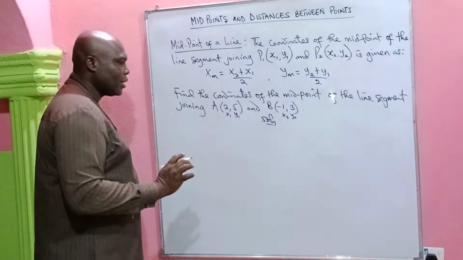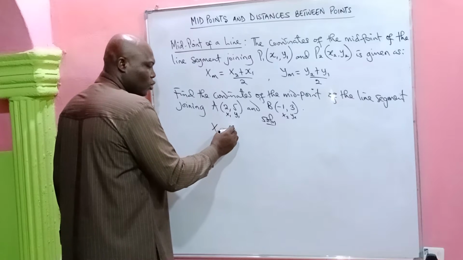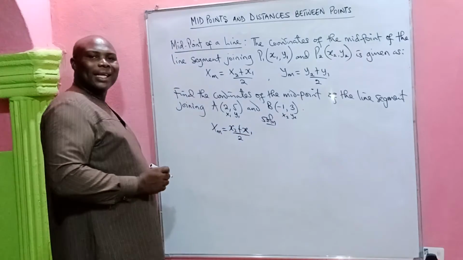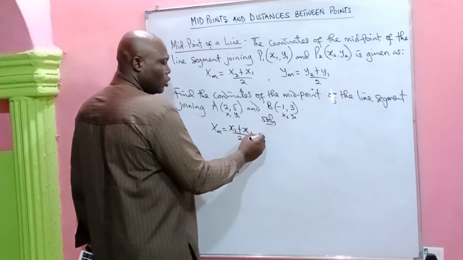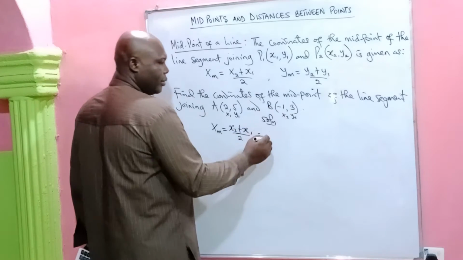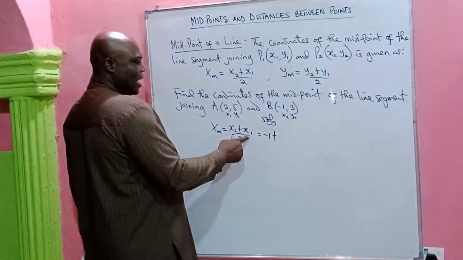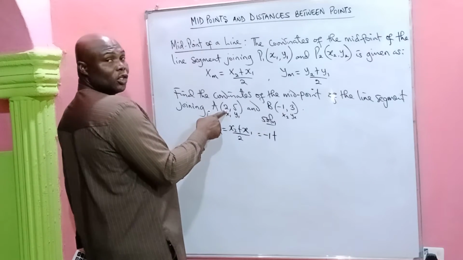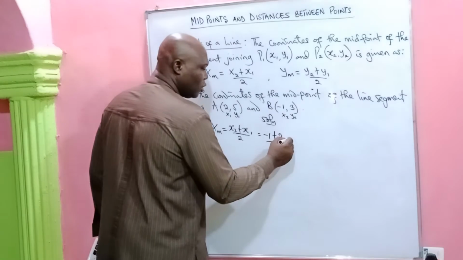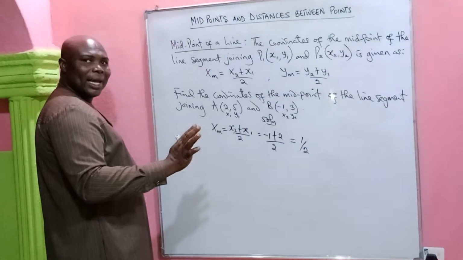You have to understand that so that you can get your x of m, which is x2 plus x1 divided by 2. So our x2, of course, is what? 3. Oh, sorry, minus 1. So you have minus 1 plus x1, which is 2, all over 2. So 2 minus 1 is 1, all over 2, which is half. So you're through with the x coordinates.